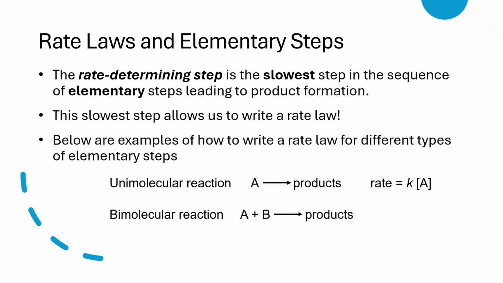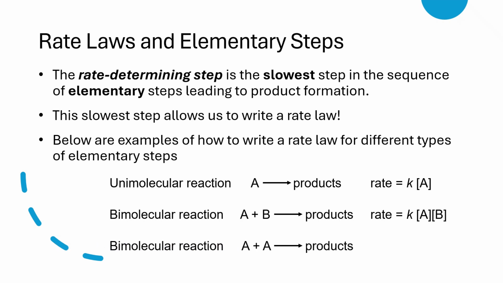If it's bimolecular, we simply write the rate law as a function of A and B. In other words, rate equals K times the concentration of A times the concentration of B. And for the other bimolecular scenario where two A molecules collide, we simply write the rate law as rate equals K times A raised to the second power.